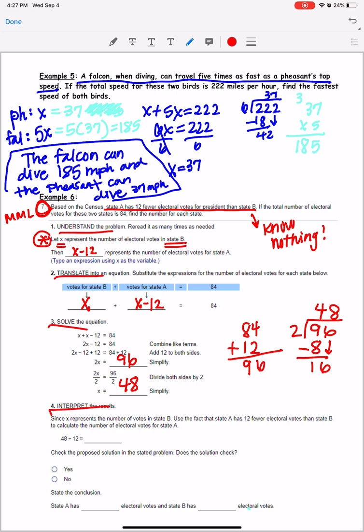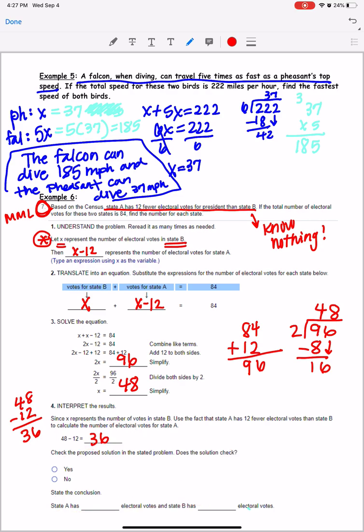So now we're into the interpret. So since X represents the number of votes for B, use the fact that A has 12 fewer to calculate the number of votes. So they're doing 48 minus 12. 8 minus 2 is 6. 3 minus 1 is 3. So we get 36. Hold on, please. So you get 36 here. Then it tells you once you put this in, then the rest of this will show down here.